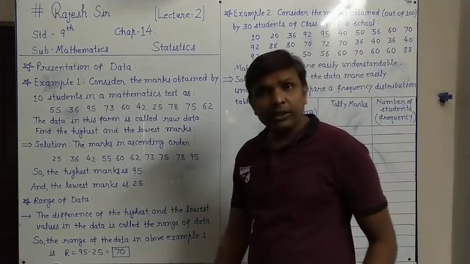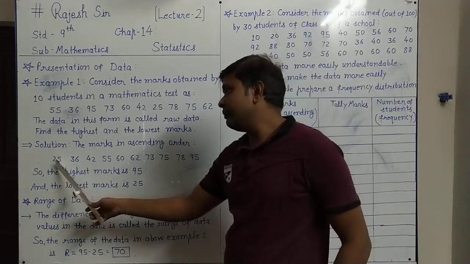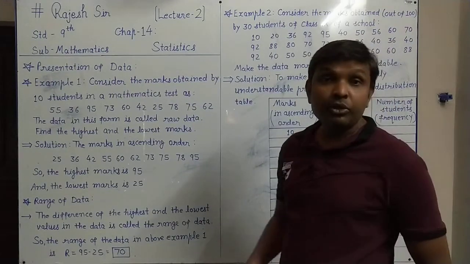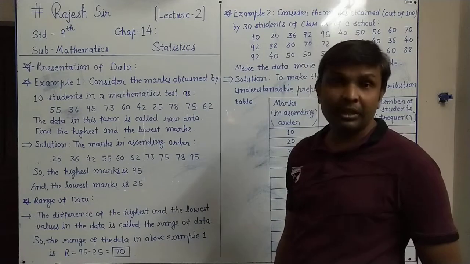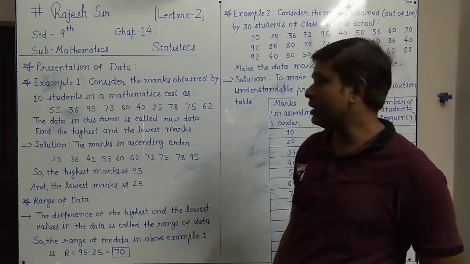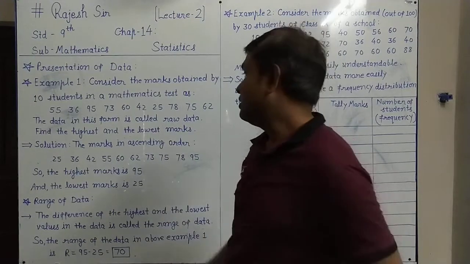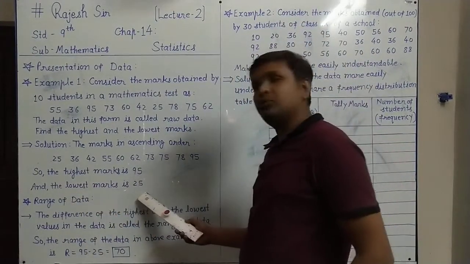By writing in ascending order, we can directly say the lowest is 25 and the highest is 95, very simply. It depends on the presentation of the data. So this is the representation of data in ascending order, which helps us find the highest and lowest marks easily. Here the highest mark is 95 and the lowest mark is 25.